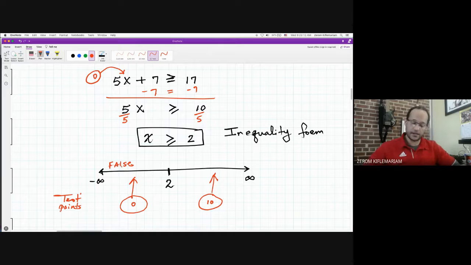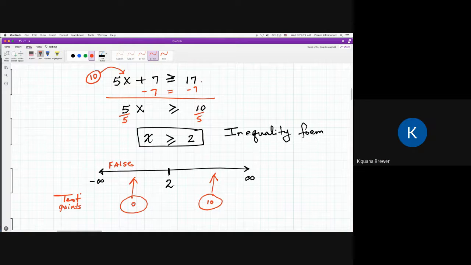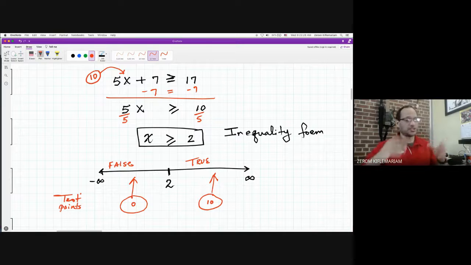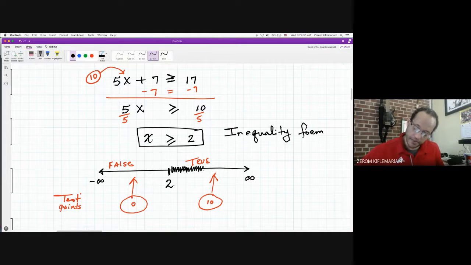What about 10? If I plug in 10, what happens? 10 times 5 is 50. 50 plus 7 is 57. 57 is greater than 17. Is that true? It's true. So the area that I'm going to be shading would be the true side. Remember, anything that is in red is for me to double check what I'm doing. My answer is anything that is in black, okay?